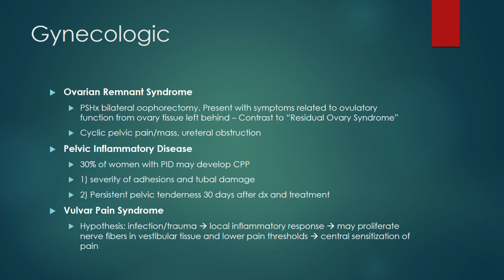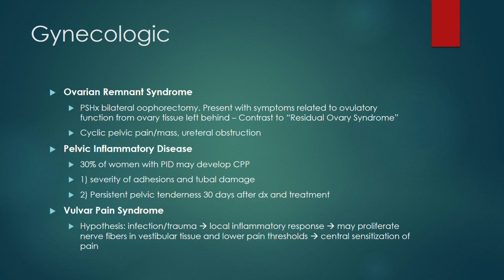There are a few other gynecologic causes. Ovarian remnant syndrome, probably more common on the boards than in clinic, per Dr. Hedges. But think of a woman who had a bilateral oophorectomy and then presents with these symptoms related to accidentally leaving some of the ovary behind. And we do want to contrast this with residual ovary syndrome, which is where we left some of the ovary in on purpose. So this was kind of an accident that we left it in there. So you'll get cyclic pelvic pain. You may be able to feel a mass, and may have some ureteral obstruction. All right.